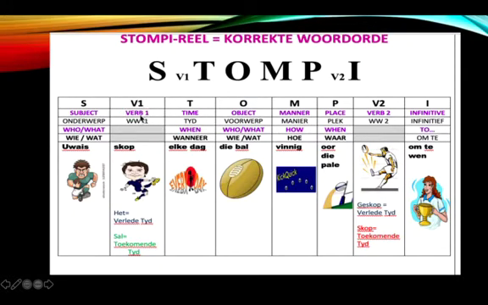V1 represents verb 1. Die eerste werkwoord. Now, when it comes to the verb, it's very important to determine the tense of the sentence. So, what tense is the sentence in? We have 3 different tenses. Present tense, past tense en future tense. Present tense is teenwoordige tyd, past tense is verlede tyd en future tense is toekomende tyd.